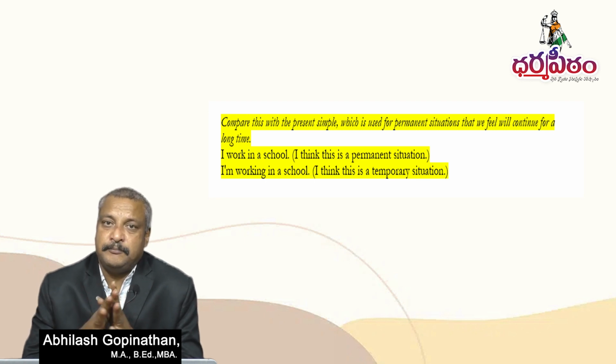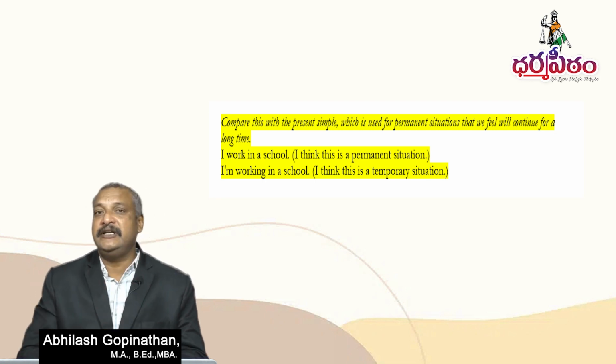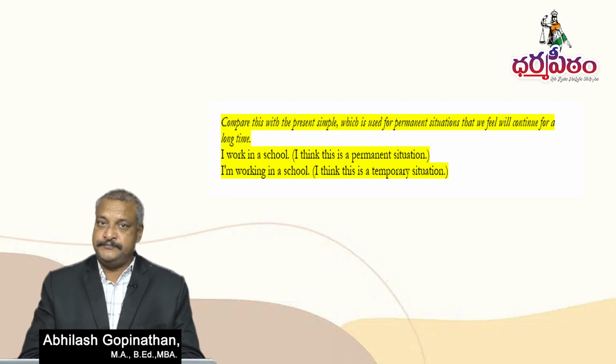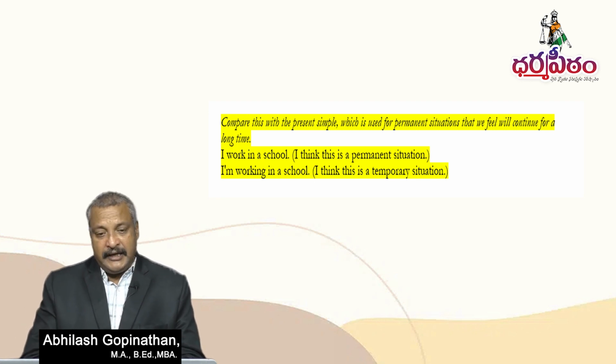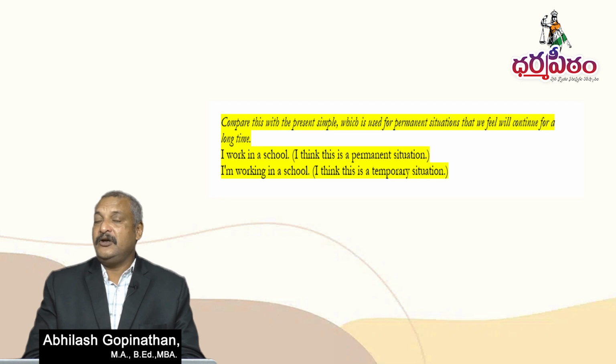When we say I work in a school, it's a permanent kind of job setting. It's a permanent job, which means you can continue in that position until you retire or until you decide to leave it. But when we say I am working in a school, it's a temporary thing. It's not a permanent one. I am working in a school expresses a temporary situation, whereas I work in a school is a permanent situation.